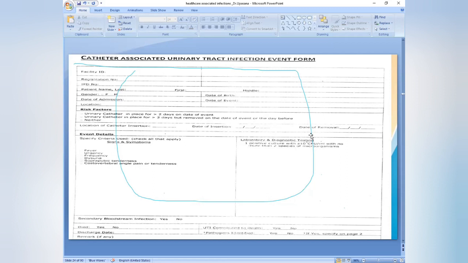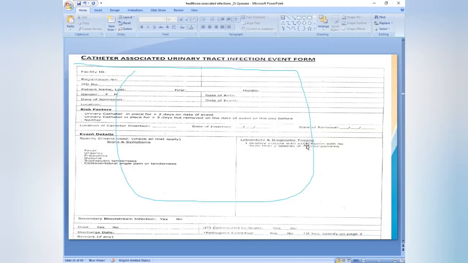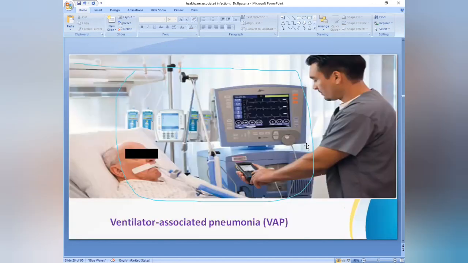After that, when was the insertion done, when was it removed? What were the signs and symptoms, and what was the laboratory finding of which particular bacteria has been labeled as catheter-associated urinary tract infection? So this was all about catheter-associated UTI. Very quickly, I move on to ventilator-associated pneumonias.